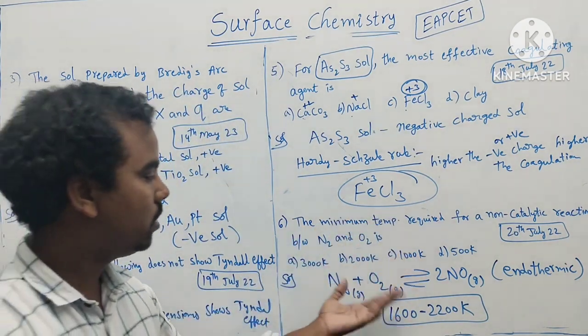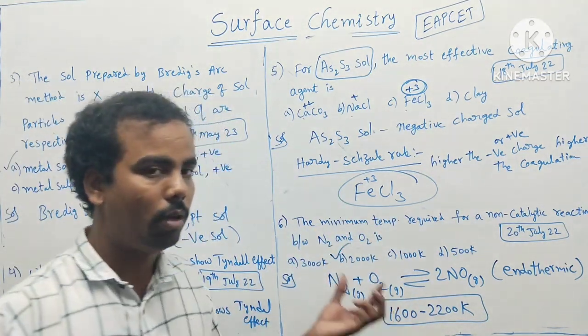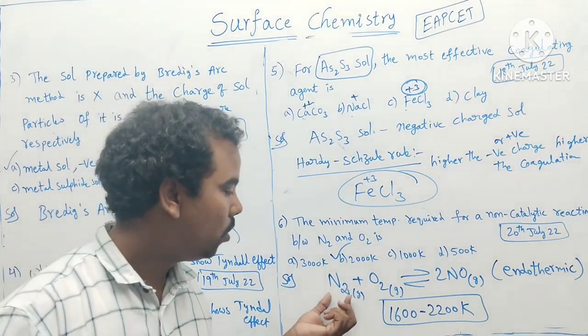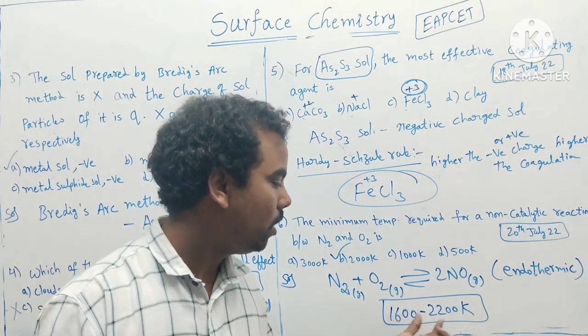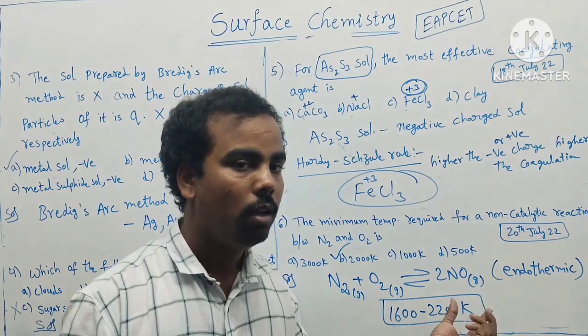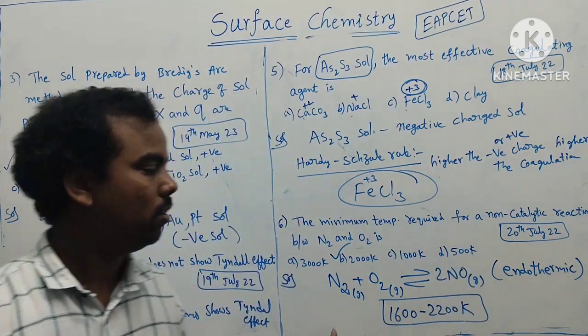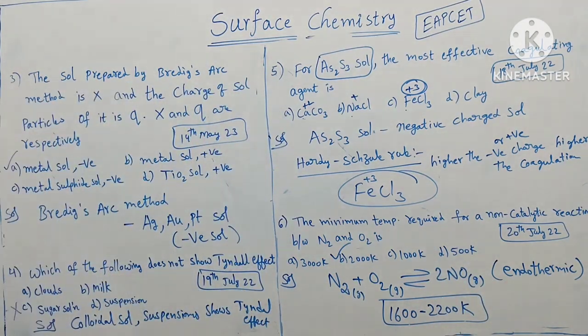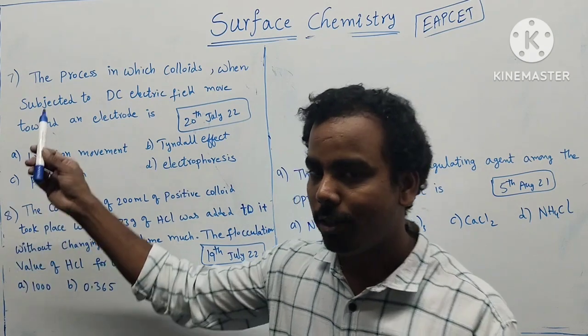So which of the following is correct? 2000 kelvins. Remember, N2 plus O2 gives rise to NO. 1600 to 2200 kelvins required. So it is a highly endothermic reaction. Okay, note this. Okay, see the next question.